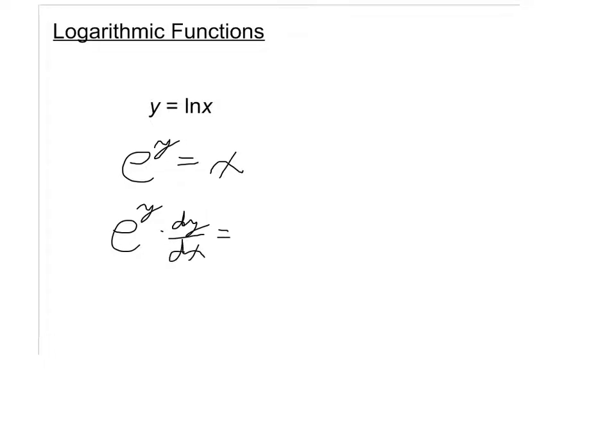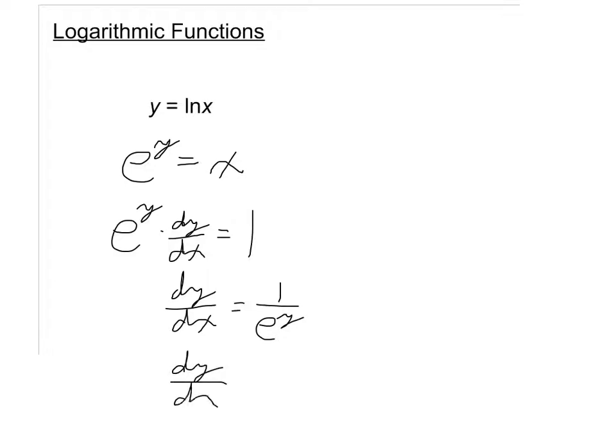And on the right side here, the derivative of x is 1. So then dy dx, as we isolate it, would equal 1 over e to the y. But as we said right up here, e to the y is equal to x. So dy dx is equal to 1 over x. And this is our derivative for natural log.